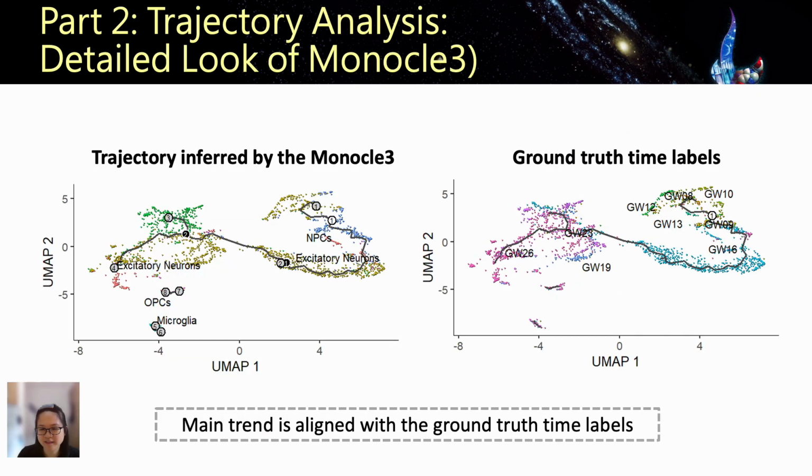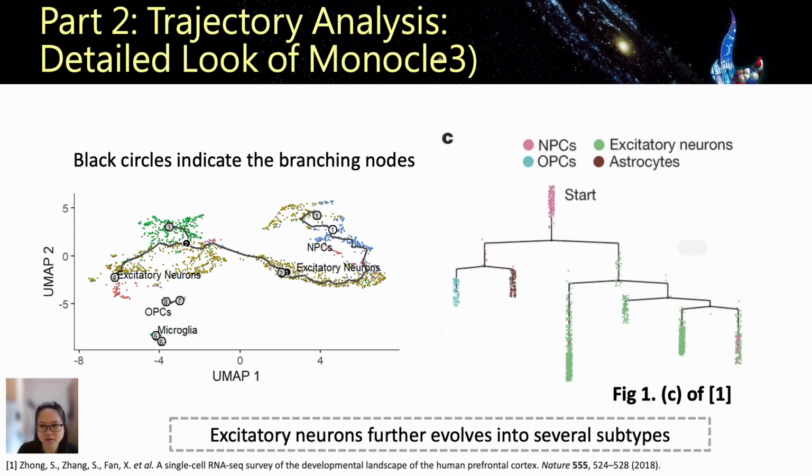Then let's take a detailed look at the trajectory inferred by Monocle 3. We can see that the overall trend is aligned with the ground truth time labels. Along this arrow, the time migrates from week 8 to week 19 and to 26, which is well aligned with the node numbers in the trajectory. Also, we can see that the excitatory neuron further evolves into several subtypes, which is also reported in this paper.